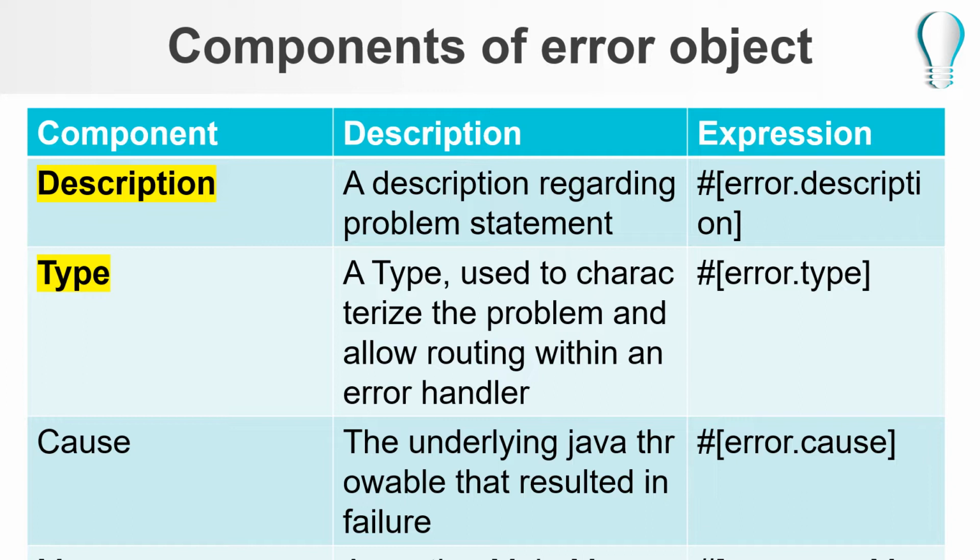Cause shows what the underlying Java throwable was that resulted in the failure. Message shows an optional Mule message regarding the problem. And child errors are again an optional collection of inner errors. It is used by elements like scatter gather, where they scatter, collect all the errors together and show them. But for our certification exam, the most important are only two, description and type. The rest you don't need to know for now.